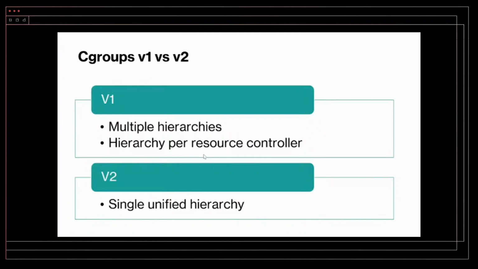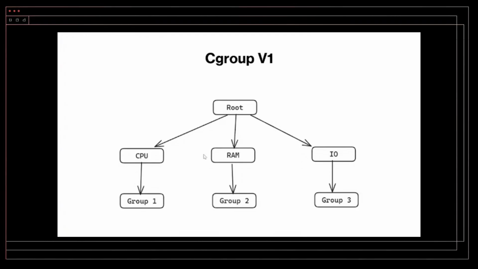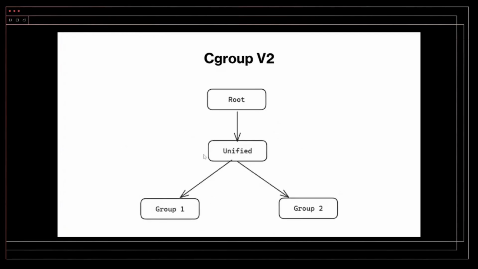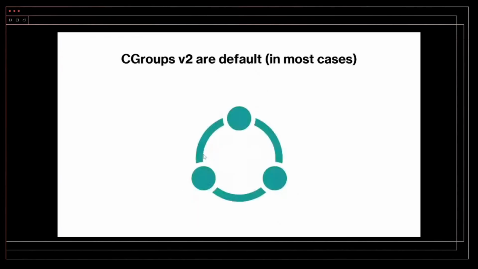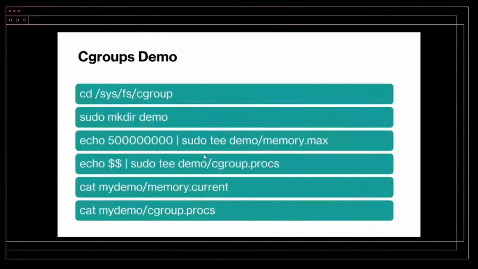How does it look? This is how C group version 1 looks. You have a root, then CPU has its own hierarchy, RAM has its own hierarchy, same for input output devices and all. So this is how C group version 1 was. In case of C group V2, you have just one hierarchy, and then group 1 and group 2, you can have multiple C groups there. And this is a little bit of theory. C groups V2 are the default, as I've already mentioned. But let's see some demo.